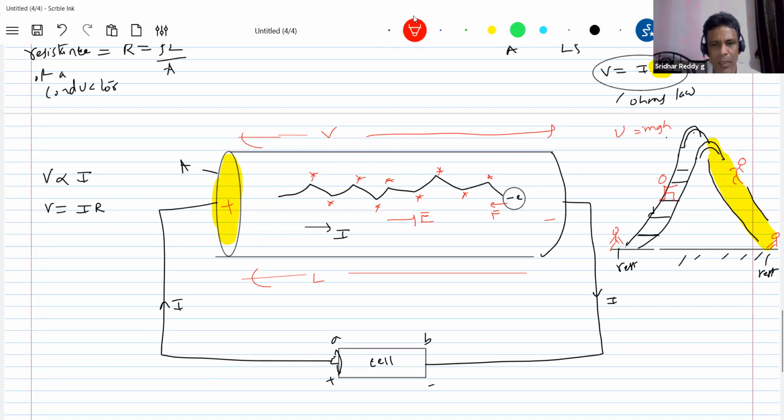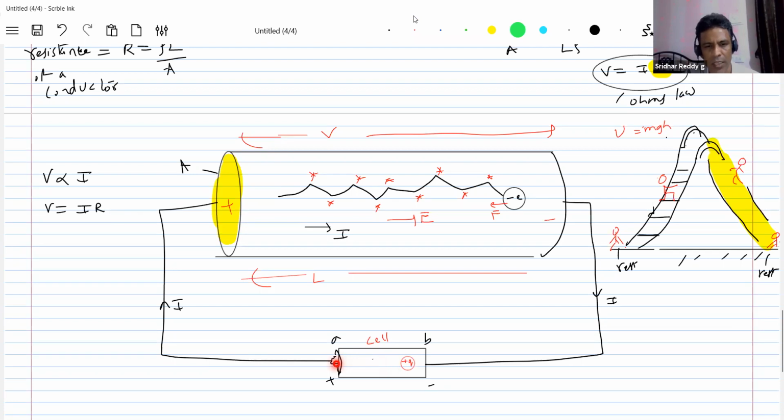I am explaining some very good concept. Instead of electron, let me take a positive charge, a little bit easy for you. So here, this positive charge, what happens? It will move here. So what makes this positive charge move like this? It will move from B to A.